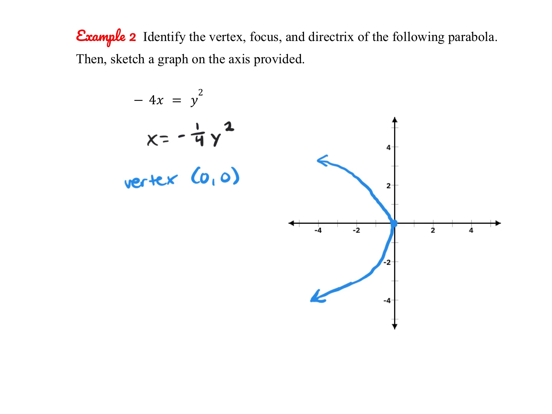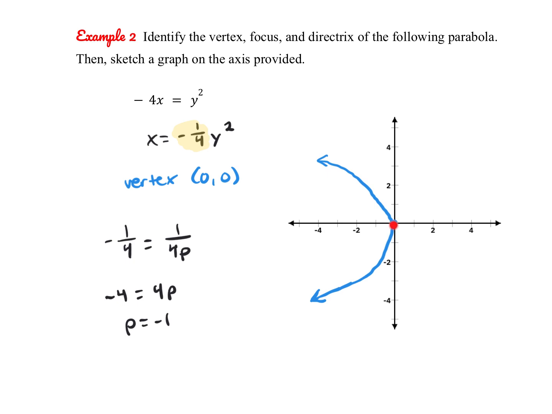Again, it's just a super rough sketch. As long as it's opening in the correct direction for today, that's totally fine. Now we need to find that p-value. So I take whatever my coefficient is, which in this case is -1/4, and I set it equal to 1/(4p). That's just our general equation. So we have -4 = 4p, so p is -1.